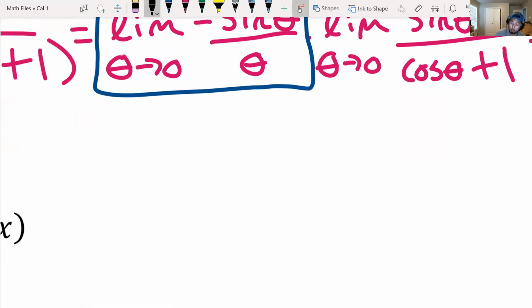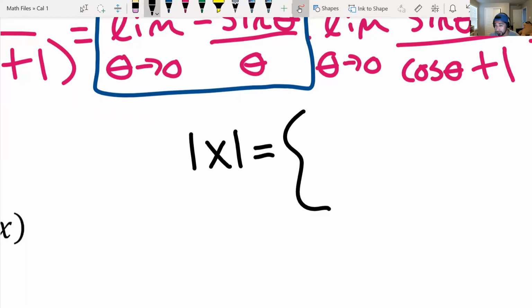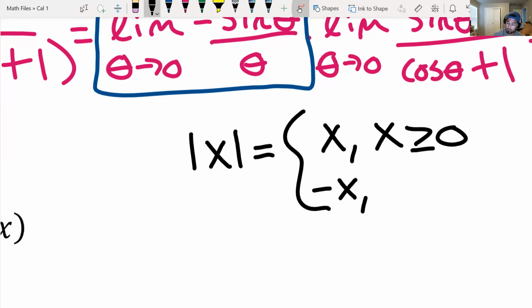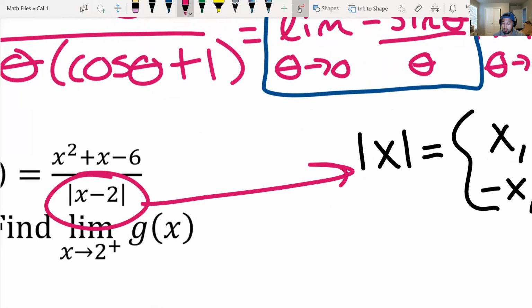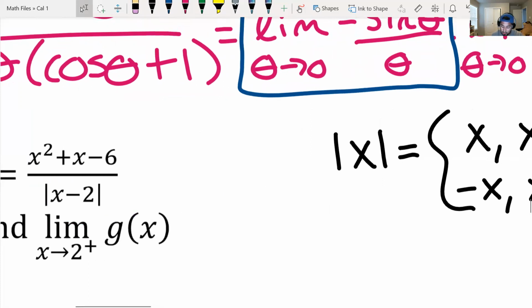But to start off with, we'll start off with the regular absolute value. The absolute value of x can be changed into the piecewise function where you have positive x for all x greater than or equal to zero. And then negative x for all x less than zero. So this is the piecewise function for the absolute value of x. But now what we have to do is translate this into that, which is not too crazy. So we'll get started on that first.